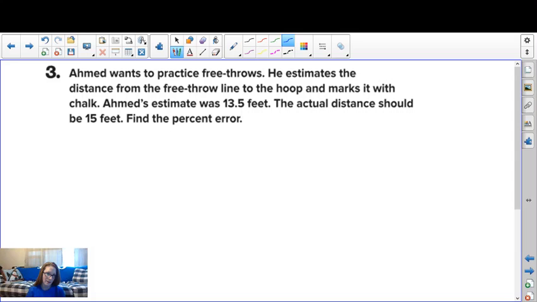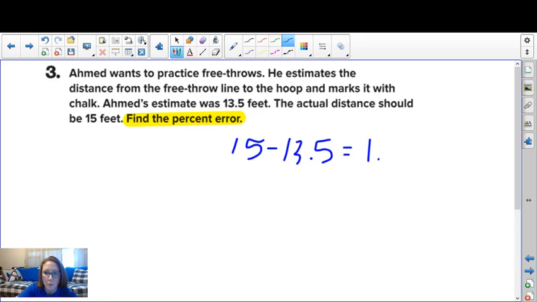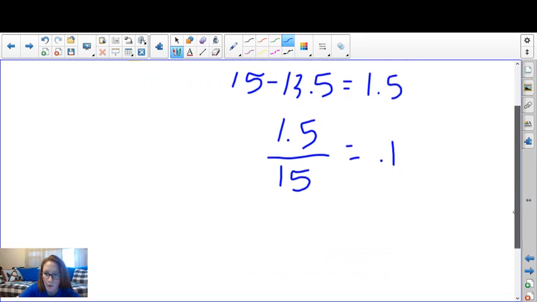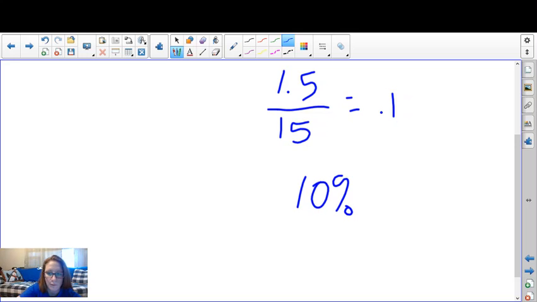Next one. This is based off of error, by the way. See how it says the word? It's my highlighter. See how it tells me to find the error? Since it tells me to find the error, that's how I know that I'm going to do that last one. All right, Ahmad wanted to practice free throws. He estimates the distance from the free throw line to the hoop and marks it with chalk. He estimates it's about 13.5 feet. It's actually 15 feet. So we're going to go ahead and take the difference. So 15 minus 13.5 gives me 1.5. And then I take that 1.5 divided by the actual, which is 15, which gives me 0.1. And then I turn that into a percentage. So that's 10% error.